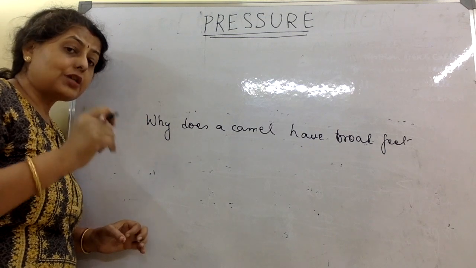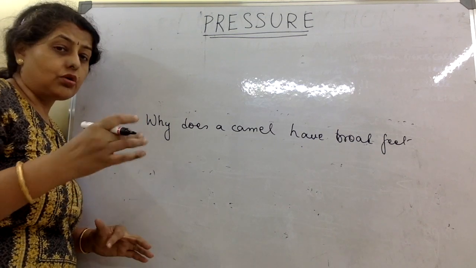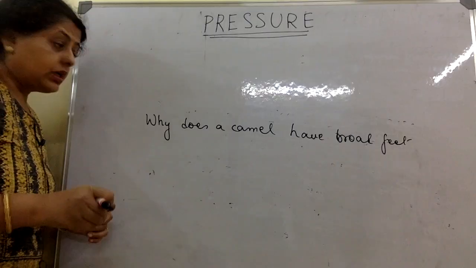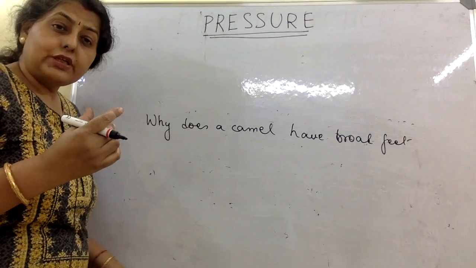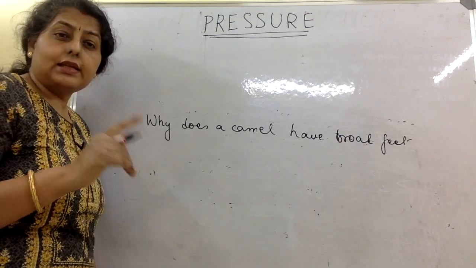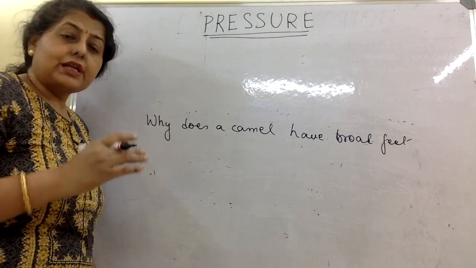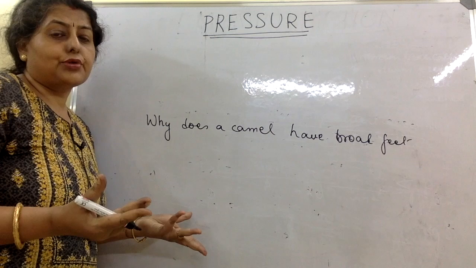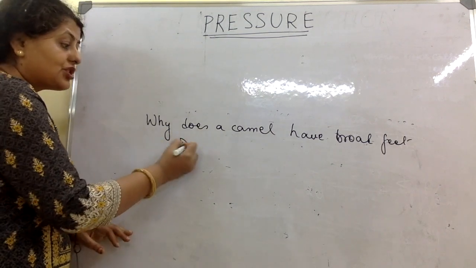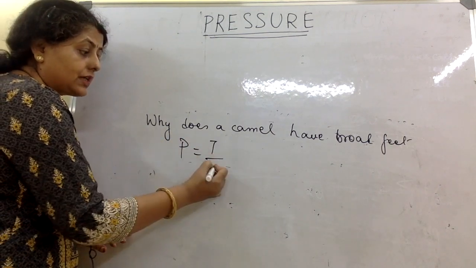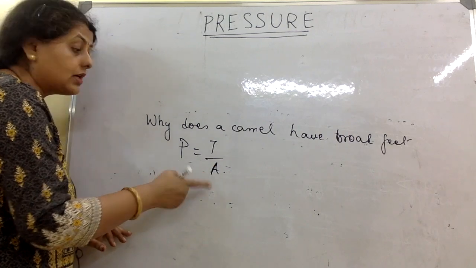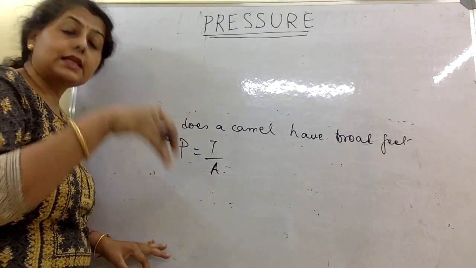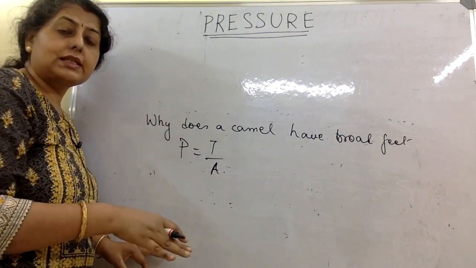Now, if it had tiny feet, like a horse or a donkey or cows which have small feet, then they would sink into the sand and not be able to walk properly. Camels have broad feet to increase the area of contact. Again, the pressure: this is the weight of the camel, here is the area of contact, the feet area. So the camel is able to walk without the feet sinking in too much.